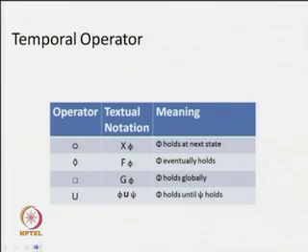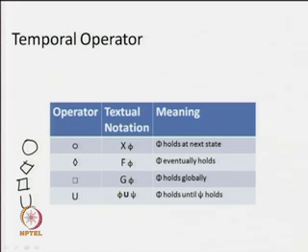Basically, here we have four different types of operators. These are temporal operators, and they are related to the timing behavior of the system. One is the next operator, which is represented by a circle. The second is the eventuality operator, represented by a diamond. The third is globally or always, which is represented by a box. And another operator we have is until, which is represented by U.